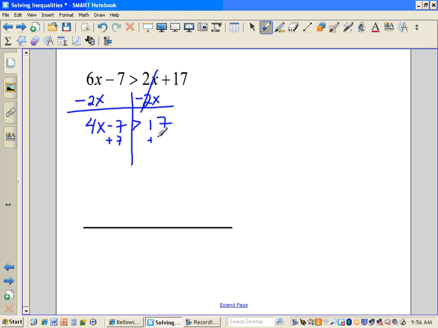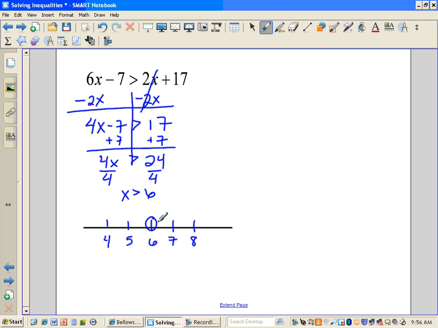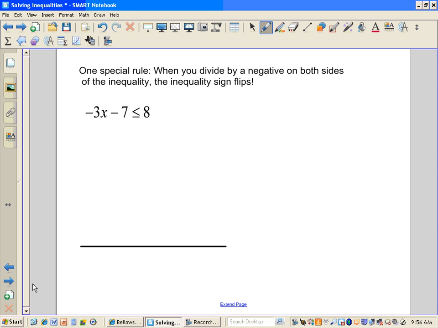Add 7 on both sides. 4x is greater than, let's see, that's going to be 24, and divide by 4. This is going to work out nicely so that x is greater than 6. And again, here's 6, here's 7, here's 8, here's 5, here's 4. Open circle at 6, hopefully you're staying because it's not equal to 6, just everything greater than 6. And here we go. Greater than 6.